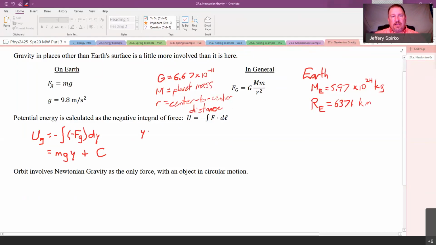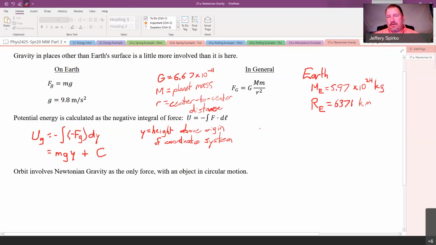So y is height above the origin of the coordinate system. Now that's different from the r value from the Newtonian gravity formula. The r value is your distance from the center of the planet, not from the origin of your user-chosen coordinate system. So that's a big difference.